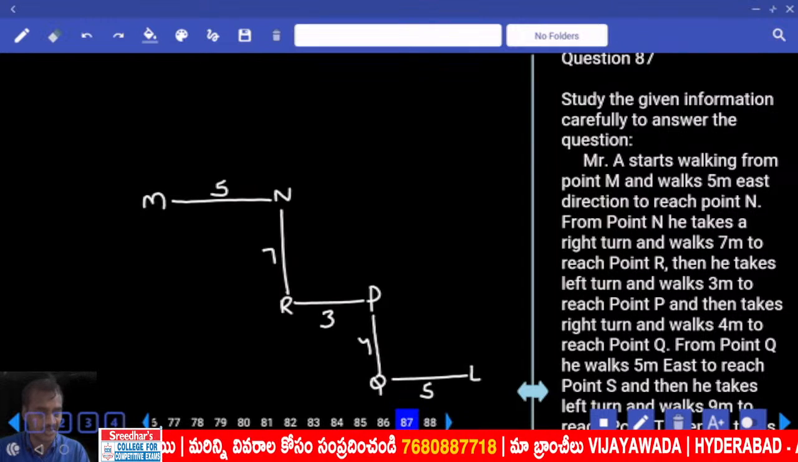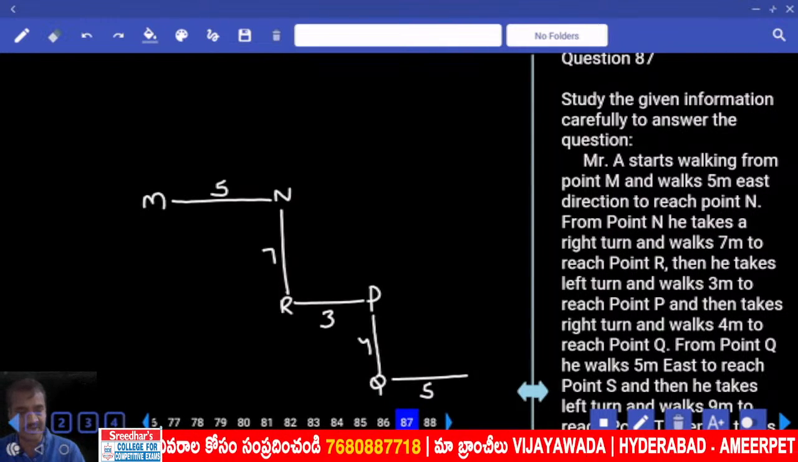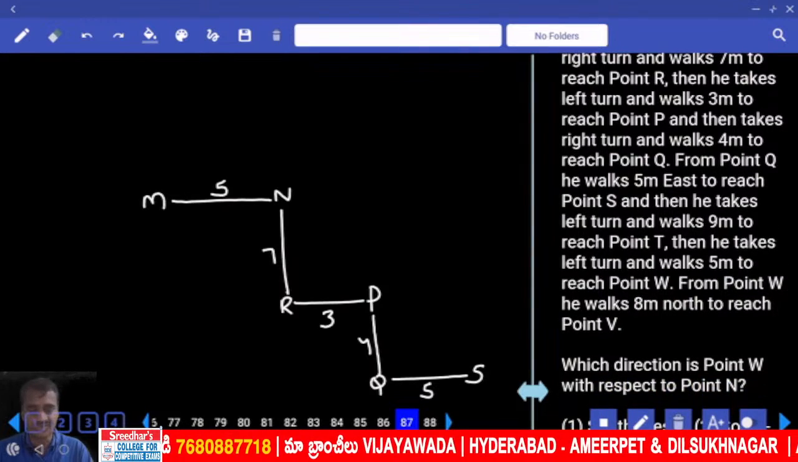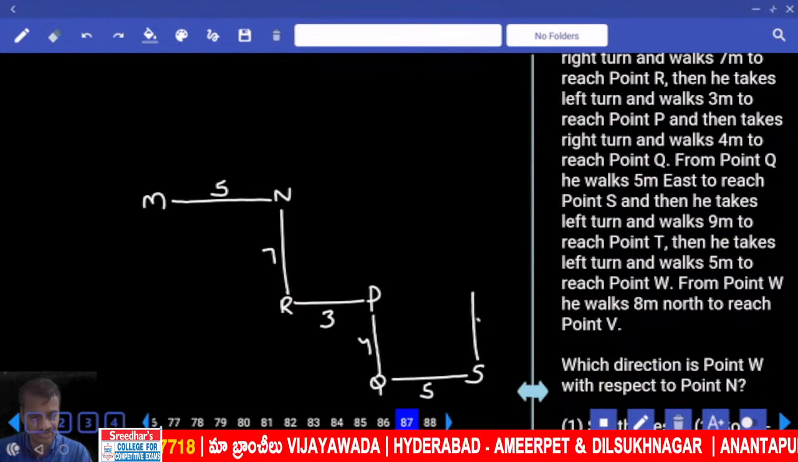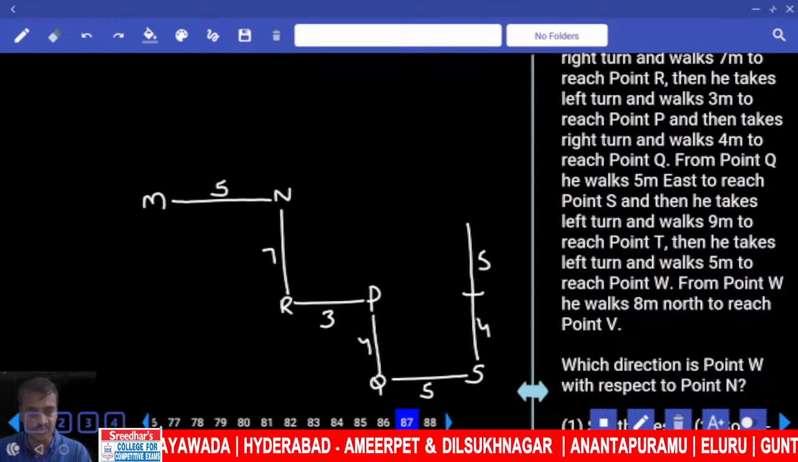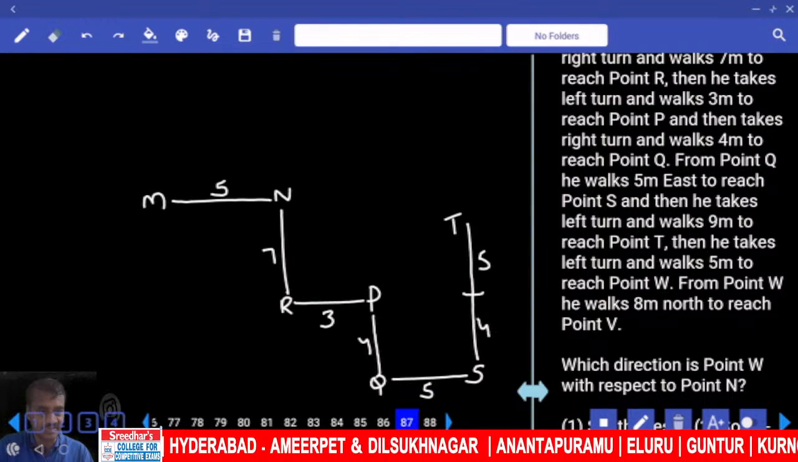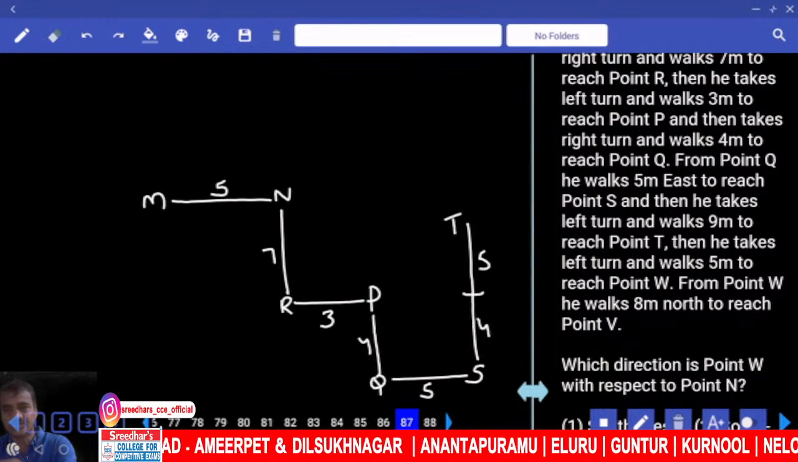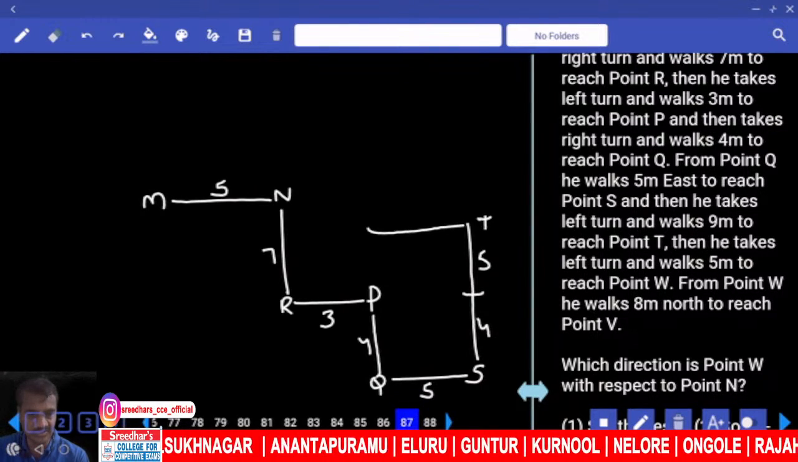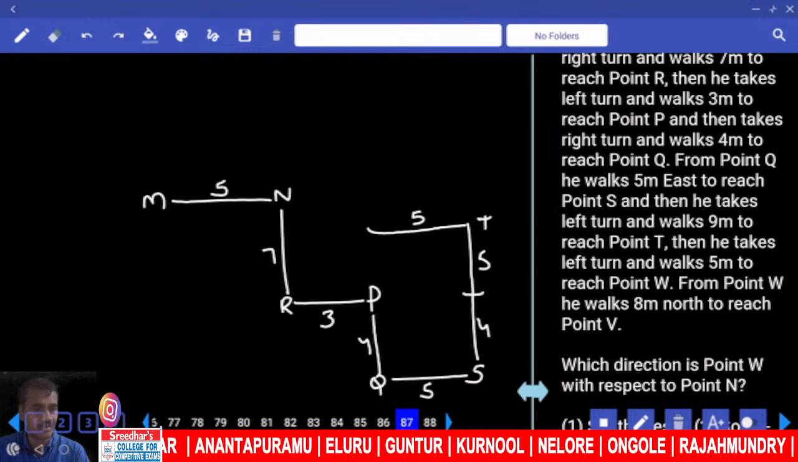Now to reach the point? Yes. Now from S, he takes a left turn and walks 9 meters. 9 meters means this is 4 and the next one, how much more? 5, and to reach point T. From this point he takes a left turn and walks 5 meters, from here on the left-hand side 5 meters, and to reach point W.